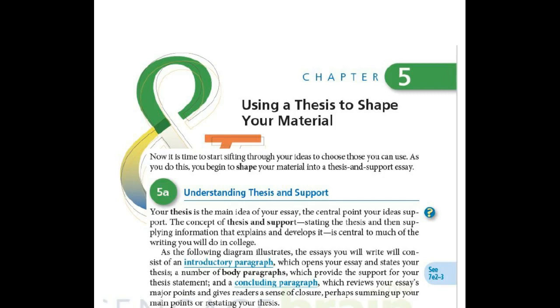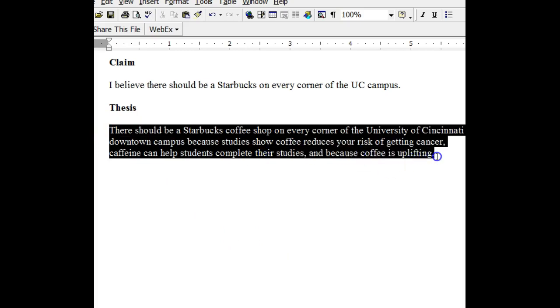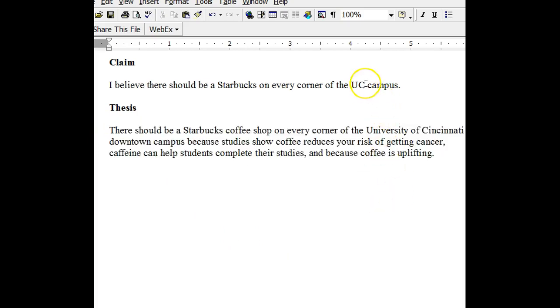One more thing I'd like to add before I move on to how to use a thesis to shape your material is that you should make sure that whatever you're writing, you always take your audience's needs into account while you're writing it. So for instance, when I was writing this right here, how am I taking my audience's needs into account? Well, somebody else outside of our course or university may not know what I mean by UC.